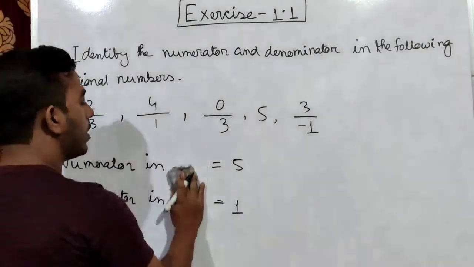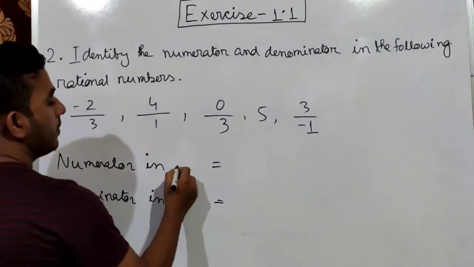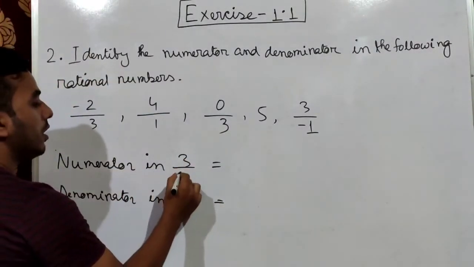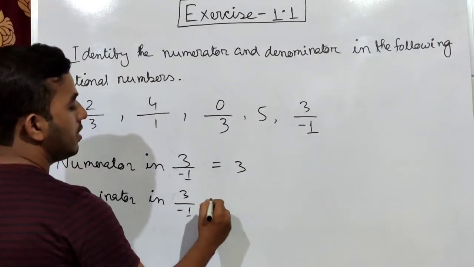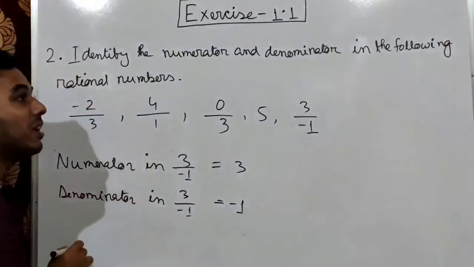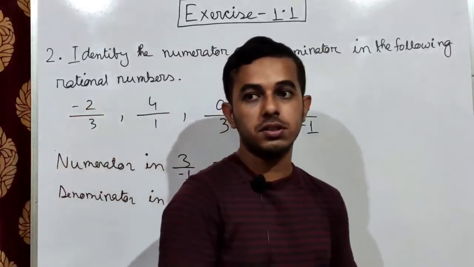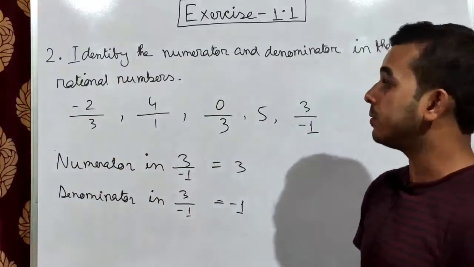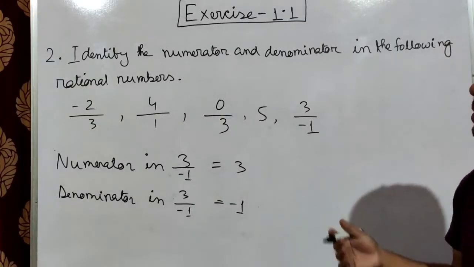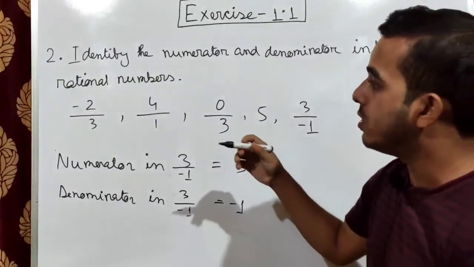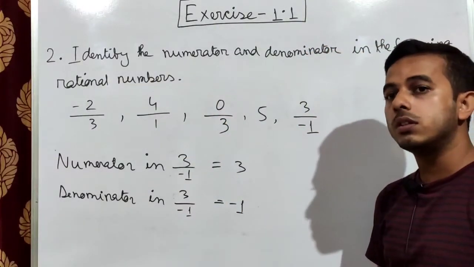So the next one, can you guess? Numerator in 3 by minus 1 is 3 and denominator in 3 by minus 1 is minus 1. These are very easy questions, right? These are chapter number 1, so these are revisions of class 7. So this is how we can find the numerator and denominator: the number above the line is known as the numerator, and the number below is known as the denominator.